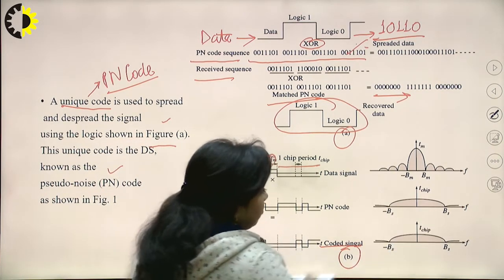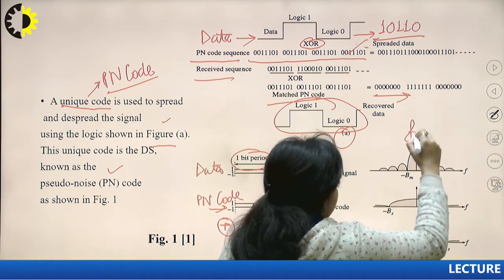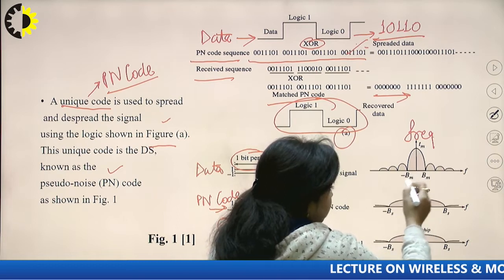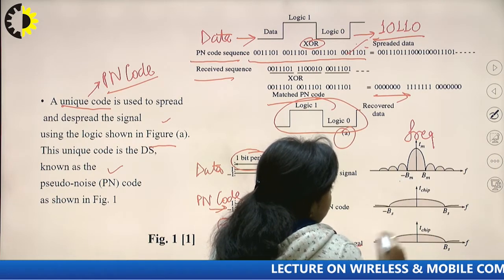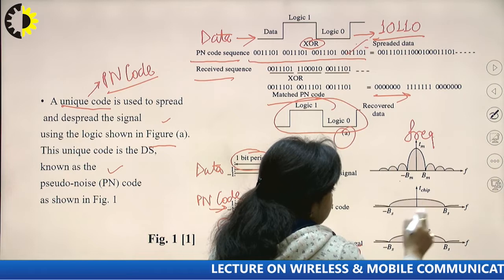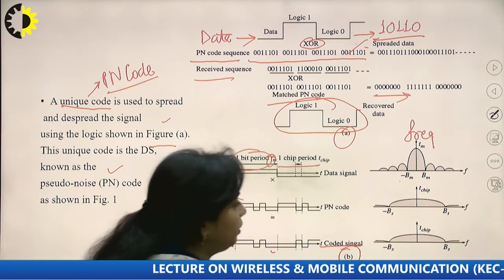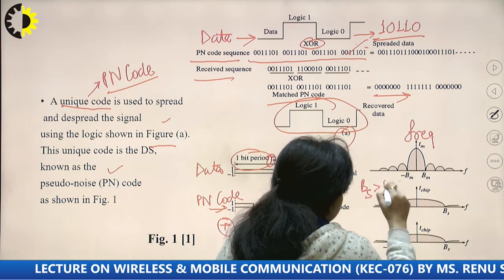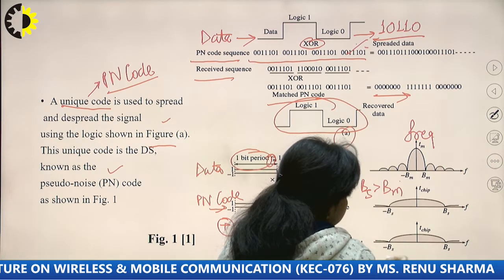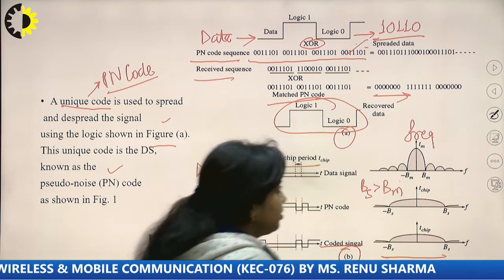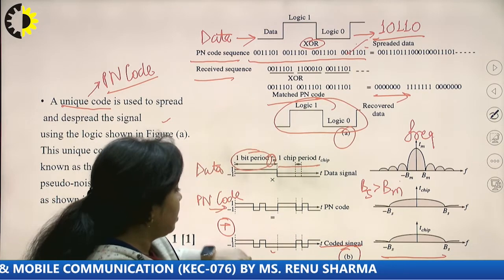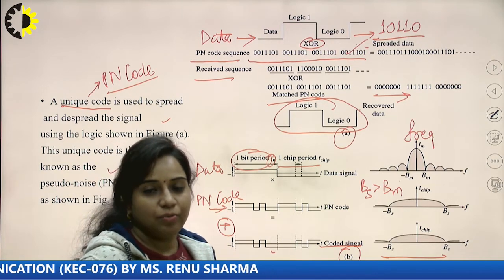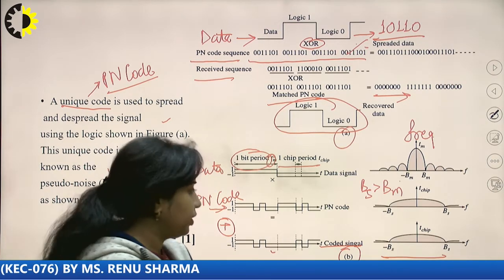Now, you can see in terms of the frequency domain, the data spectrum exists from minus BM to plus BM. You can see that the bandwidth of this chip signal, or the PN sequence, is quite high as compared to BM. So, BS will be greater than BM, and this will be the coded signal. This is in terms of bits, and this is in terms of waveform. You can visualize what happens in this SS modulation technique.